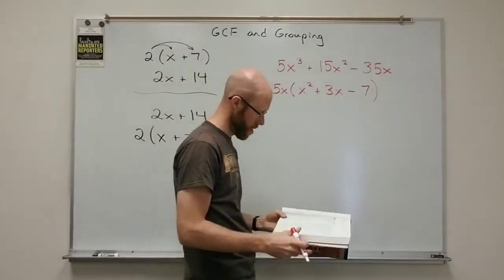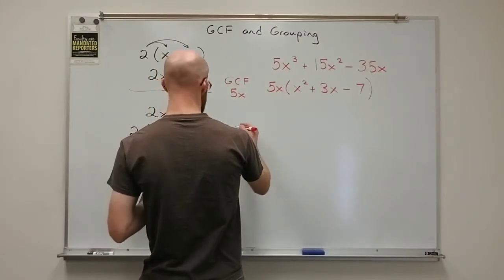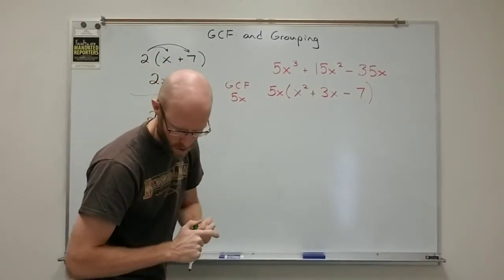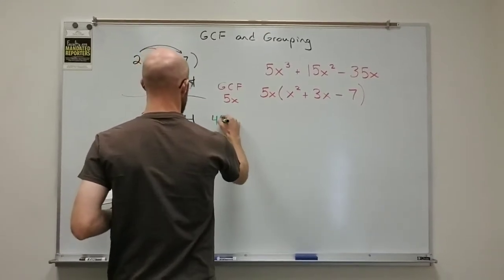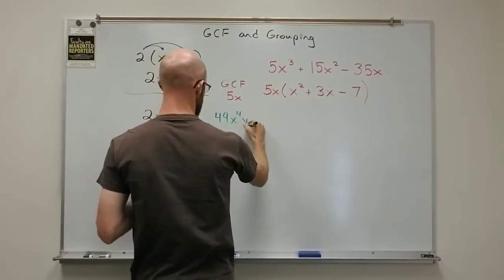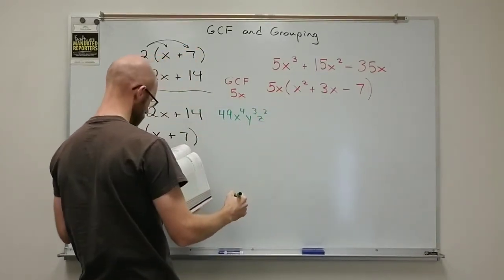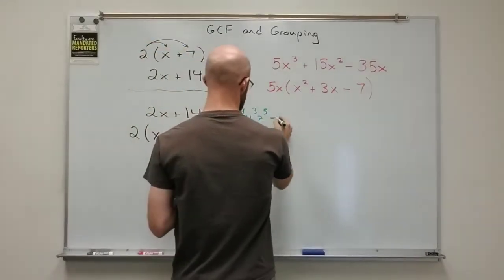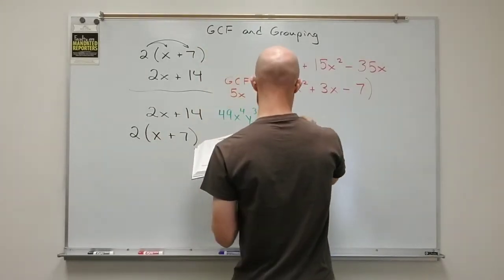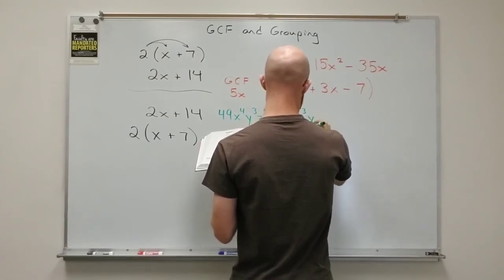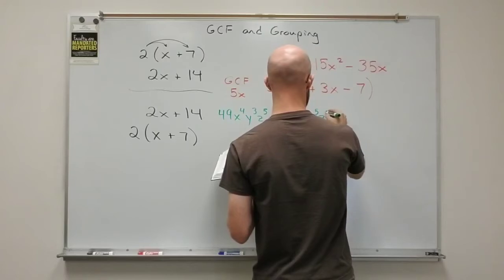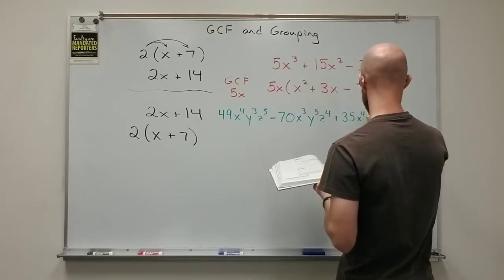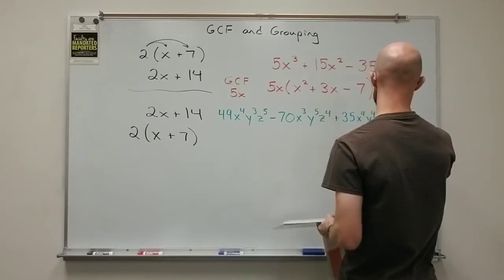So we'll get another example in here. Let's take a look at 49. Oh, I want to change colors here, so it's not so confusing. Let's do 49x to the 4th, y to the 3rd, z to the 5th. Minus 70 x to the 3rd, y to the 5th, z to the 4th, plus 35 x to the 4th, y to the 4th, z to the 3rd.